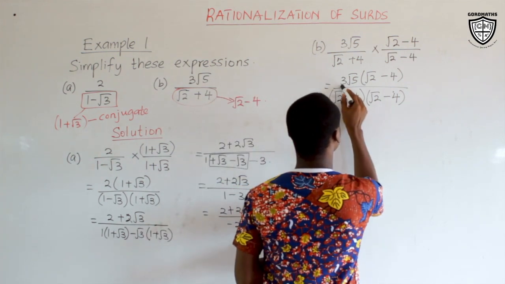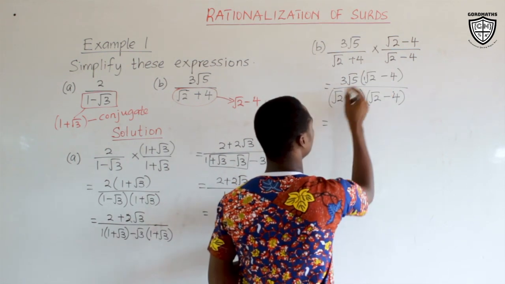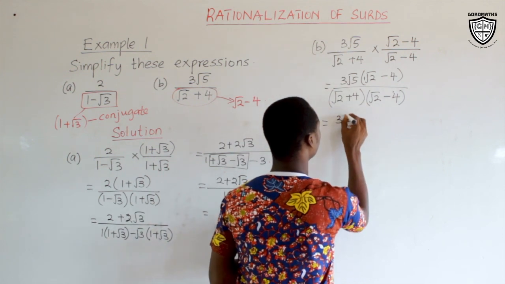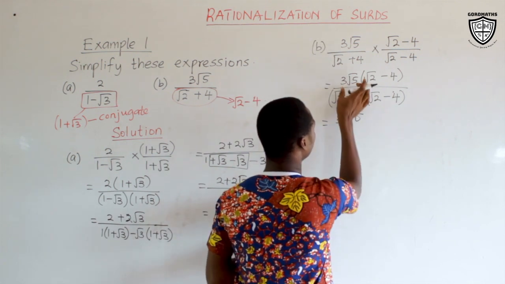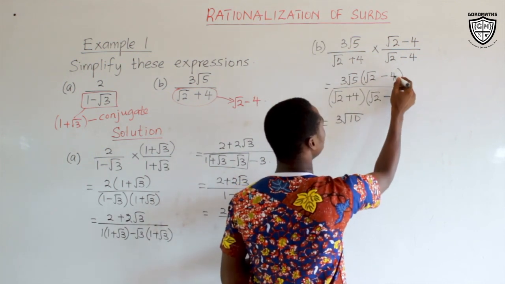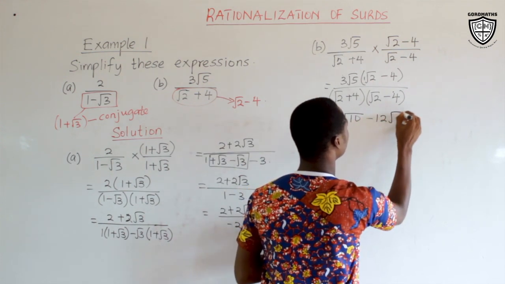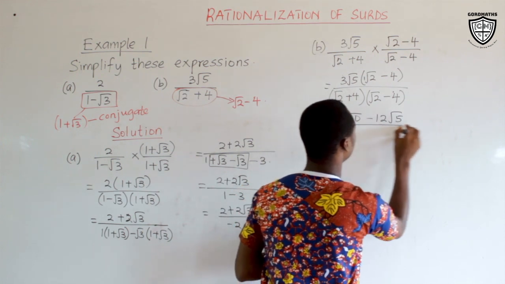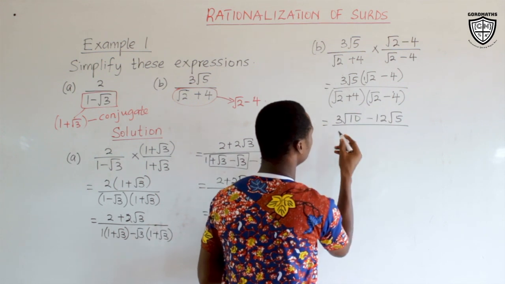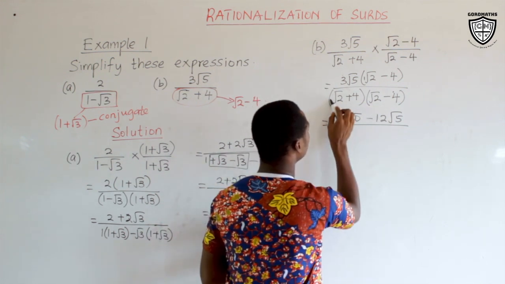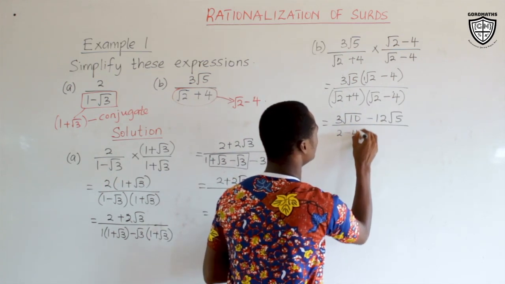We have 3 root 5 times root 2. Since this is 1 root 2, we will have 3 times 1. Then at the square root, root 5 times root 2 gives root 10. Then 3 root 5 times minus 4, 4 will multiply the number, that gives us minus 12 root 5. Then at the denominator, let's expand. Root 2 will multiply root 2, that gives us 2. Root 2 will multiply negative 4, that gives us negative 4 root 2.